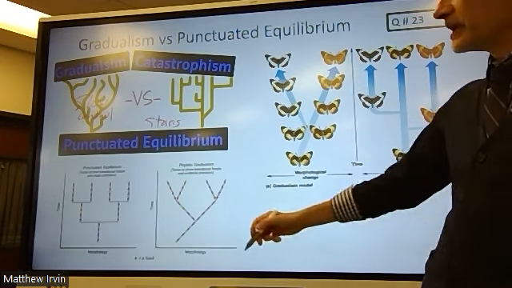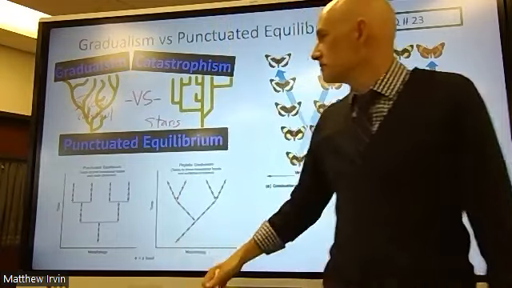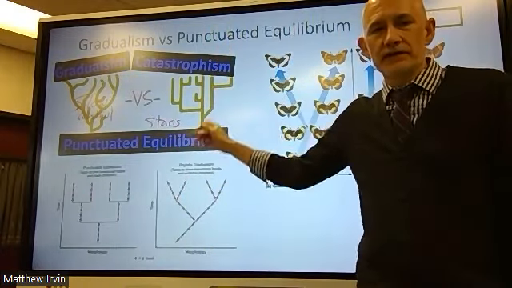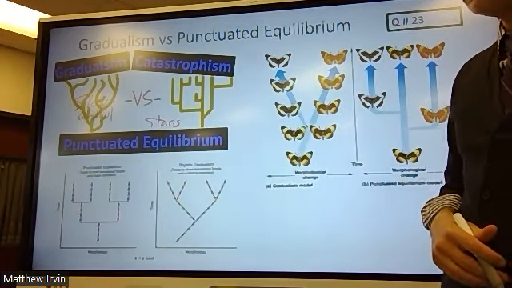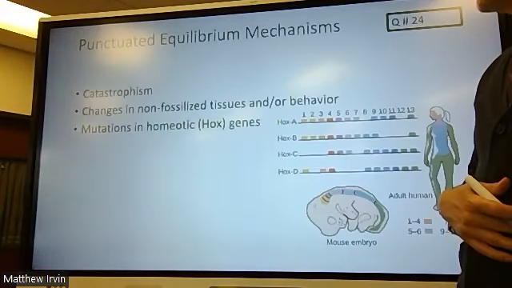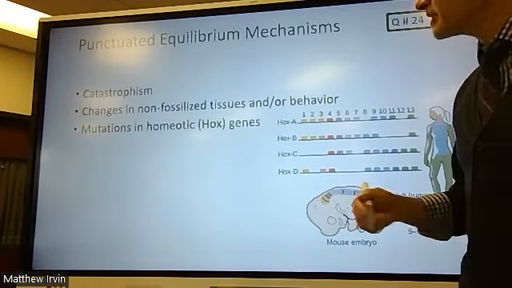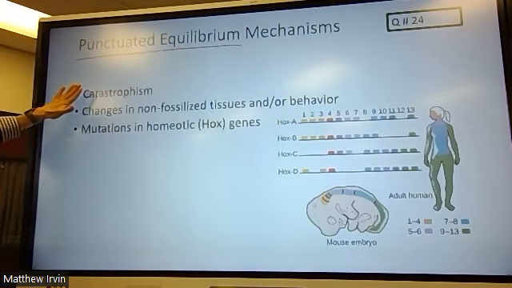What does the fossil record show? Sometimes it shows gradualism for some species. Most species kind of support this idea, but both of those are interpretations. Things that could lead to punctuated equilibrium, that is the catastrophism idea: again, changes in non-fossilized tissues, behaviors, intelligence, whatever.